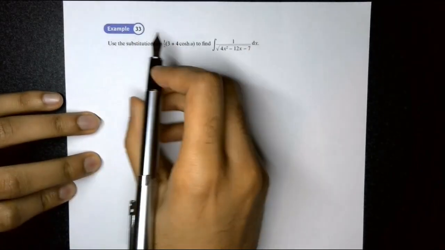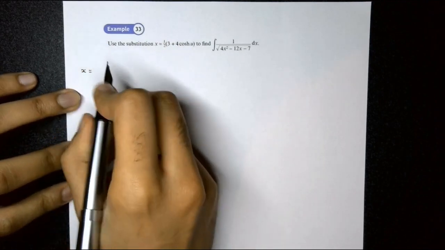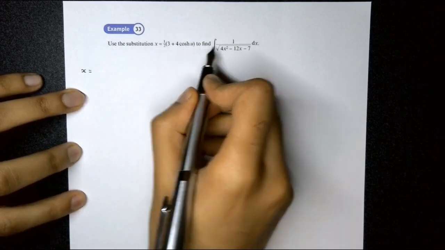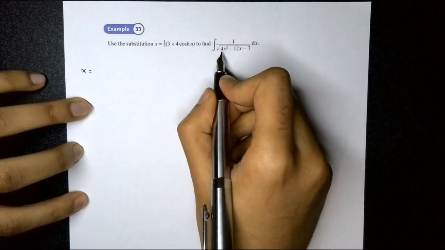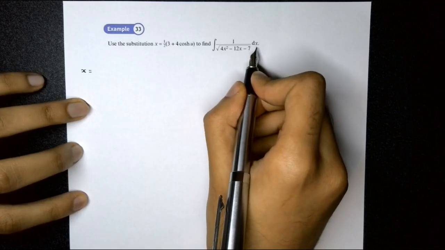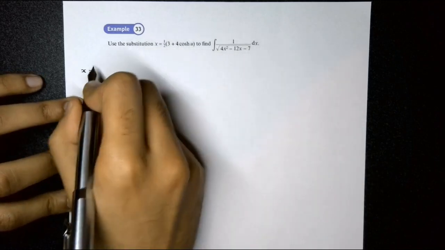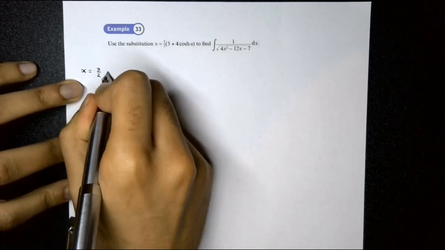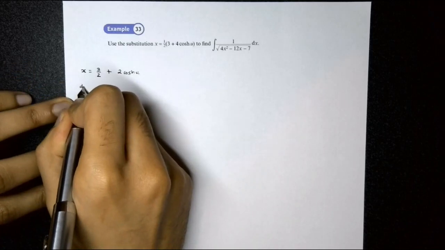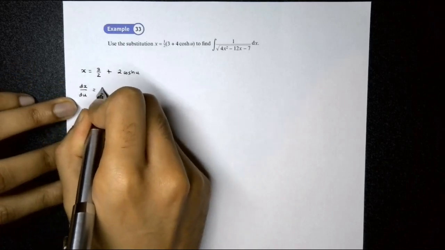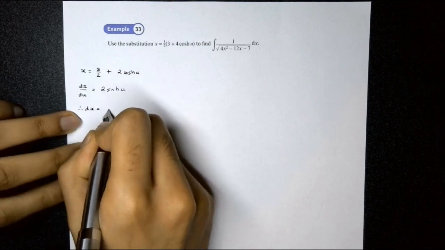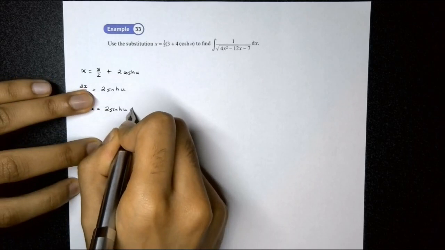Example number 33, we have to use the substitution x equals 1/2 lots of 3 plus 4 hyperbolic cos u to find the integral of 1 over the square root of 4x squared minus 12x minus 7 with respect to x. So if we expand this 1/2 into the bracket, you can see here x is equal to 3 over 2 plus 2 times by hyperbolic cos u. So now we can find out what dx over du is. Dx over du is equal to 2 times by hyperbolic sine of u. So therefore dx is equal to 2 times by hyperbolic sine of u du.